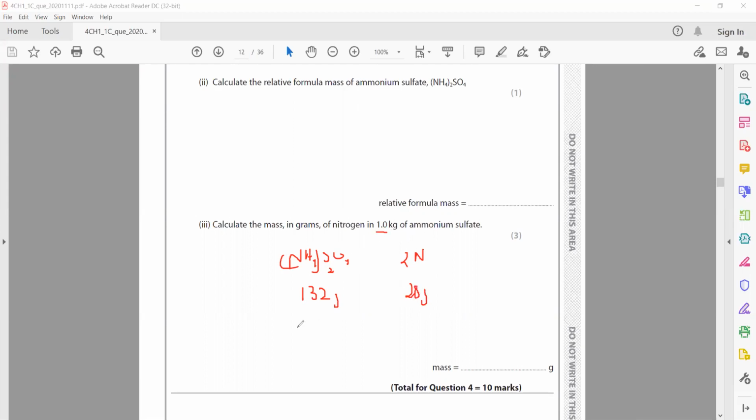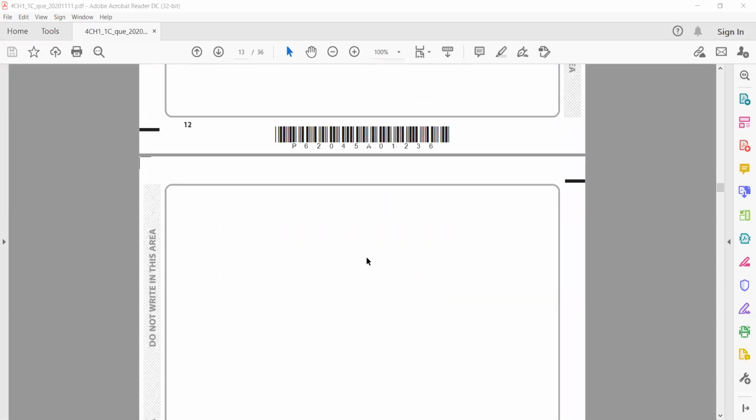If you have 1 kilogram or 1000 grams, then it will be X. Cross multiply, you will get the mass in gram for nitrogen. What's the answer? 1000 multiplied by 28 divided by 132. 212.1 grams will be there. Or 212 we can write only. Because one molecule of ammonium sulfate contains 2 nitrogen, meaning 28 gram of nitrogen. So if it is 1000 gram of ammonium sulfate, then it will be X grams of nitrogen.